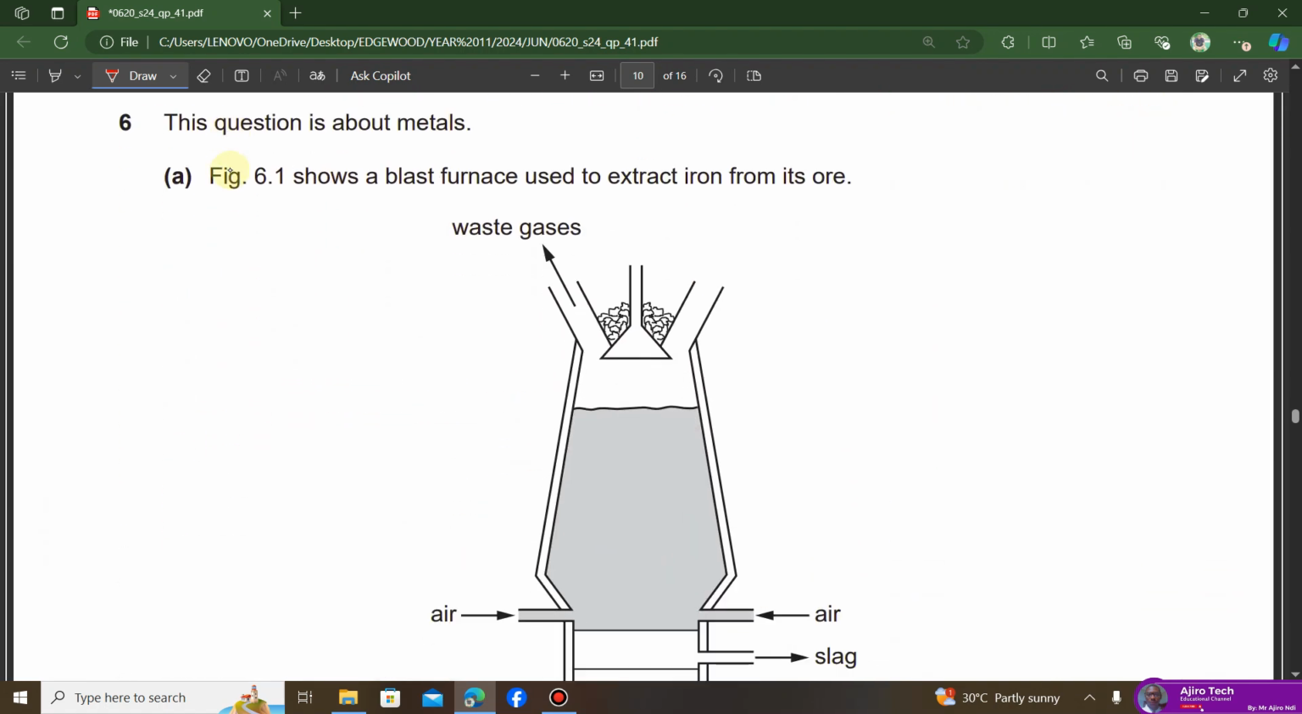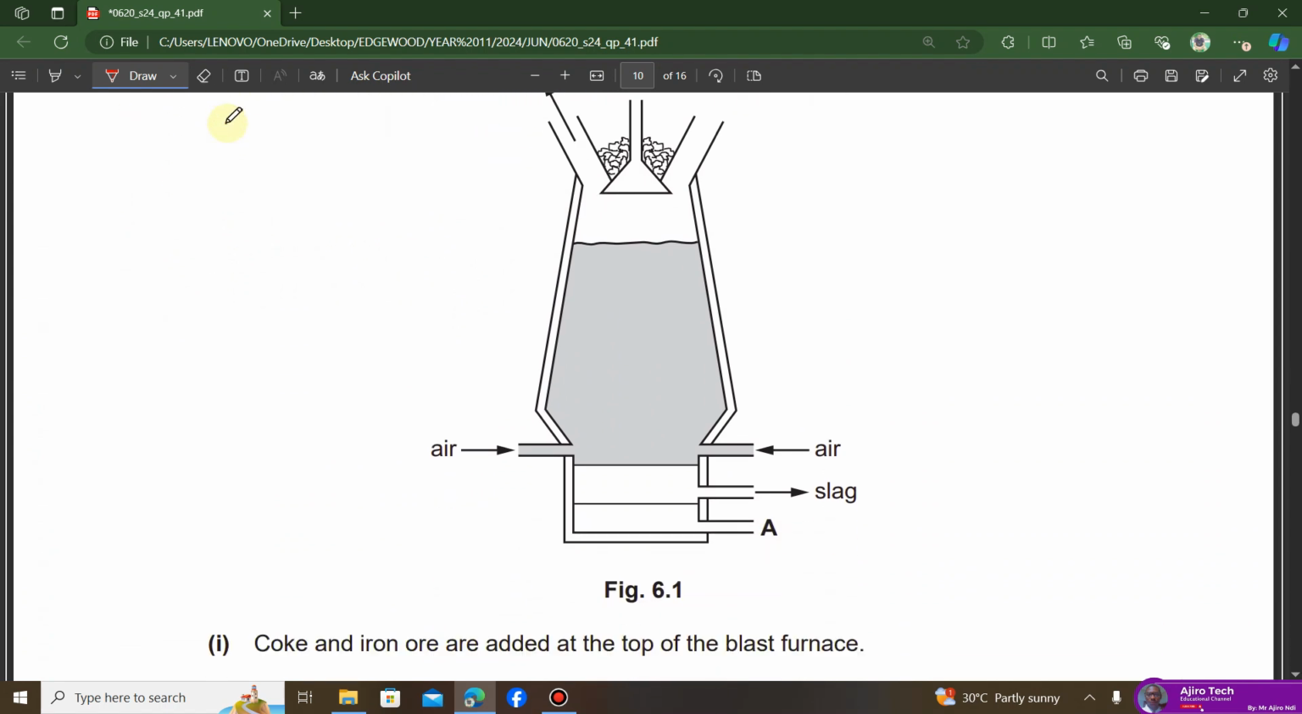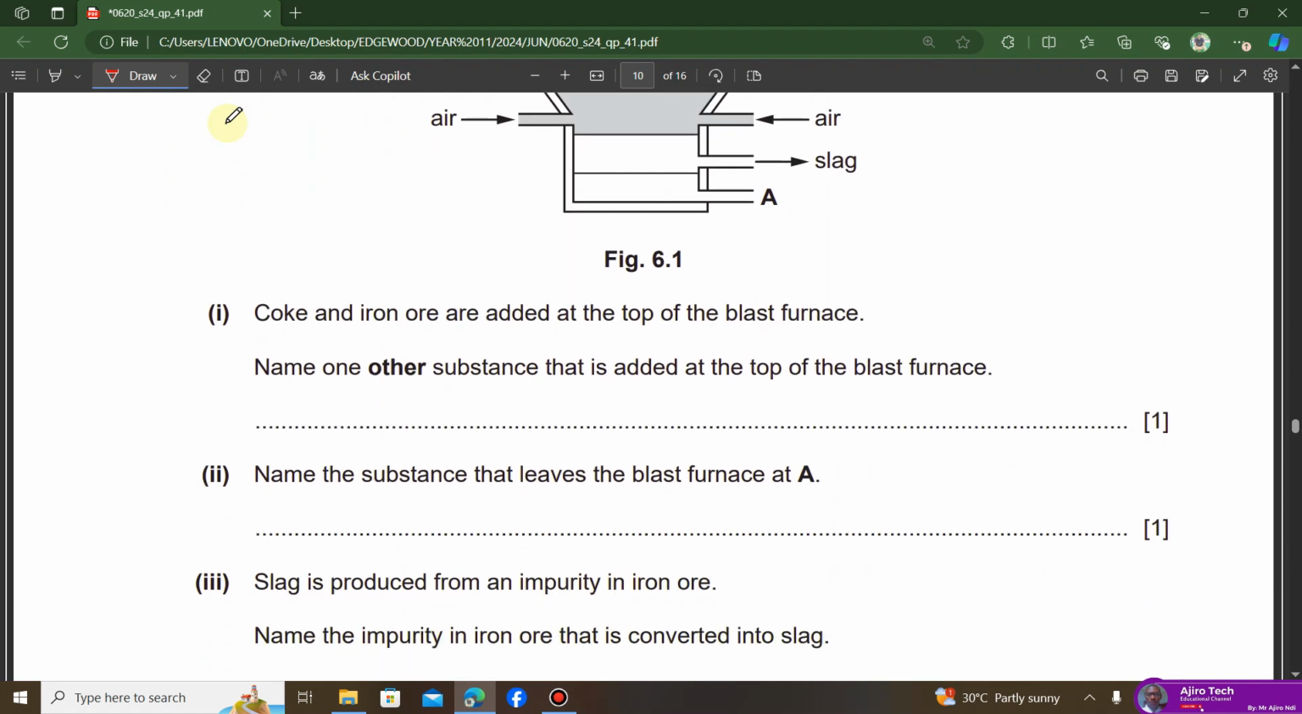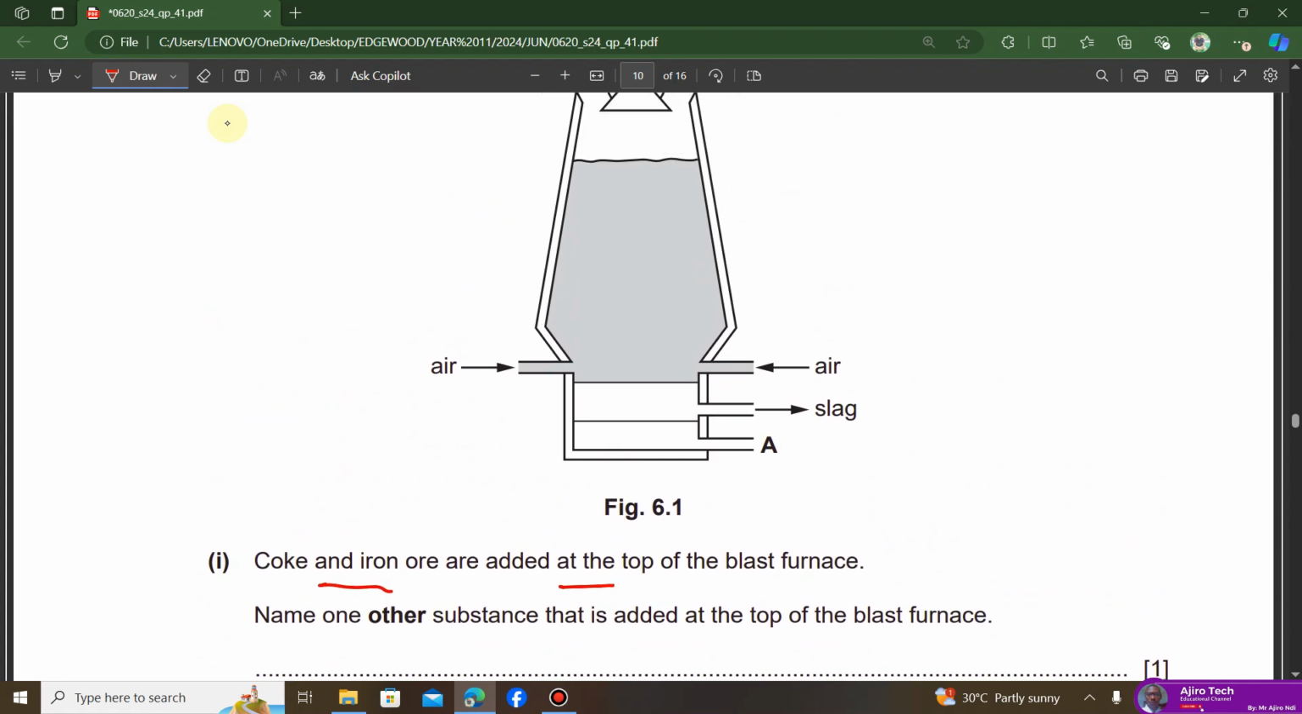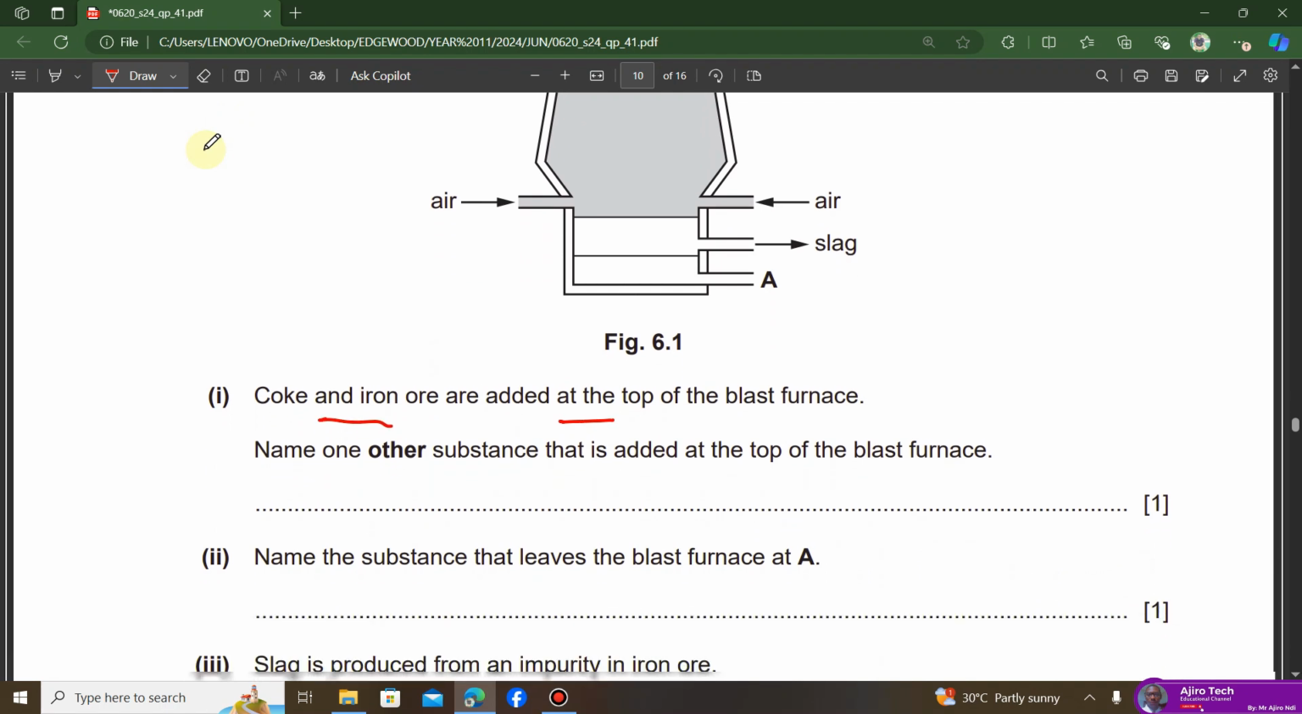This is on extraction. The question is about metals, and we have this diagram. Let's see the first question. Coke and iron ore are added at the top of the furnace. Name one other substance that is added at the top of the blast furnace. We already see that hot air is also inserted at this point. So the other substance from your extraction of iron is calcium carbonate, or limestone, which is also added at the top.